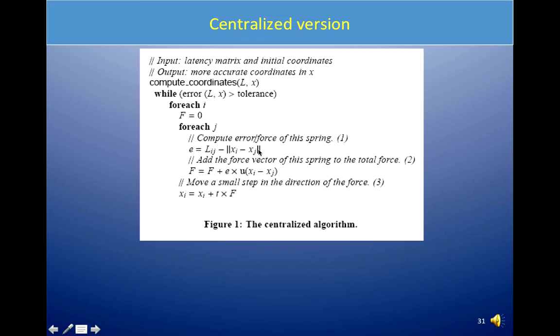So we take xi minus xj and compare it with the initial value, and then we add it back to the force vector, which is 0 in this case. So F is equal to F plus E, which is what we calculated, times the direction, some constant direction. So we move either left or right, or up or down, and then we move a small step with some time interval. But again, this is the central algorithm which we use as a base version to calculate our Vivaldi.